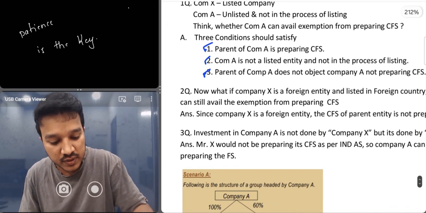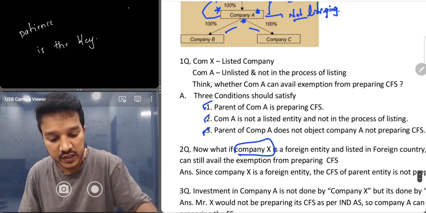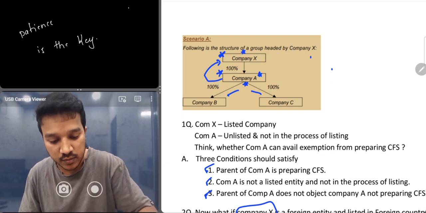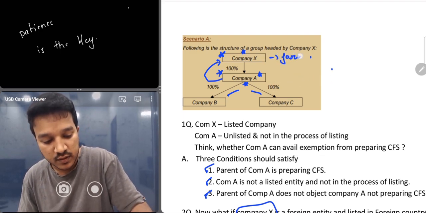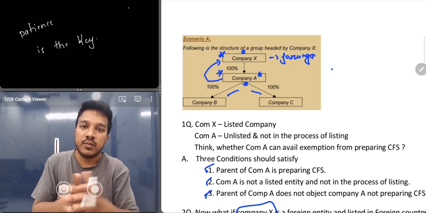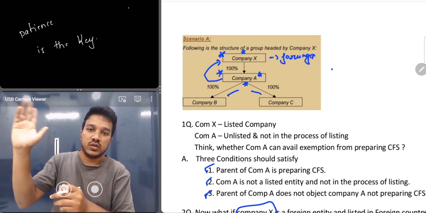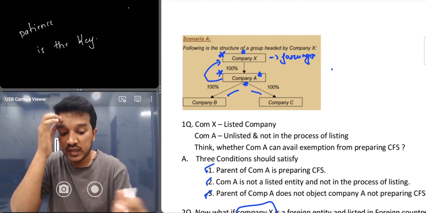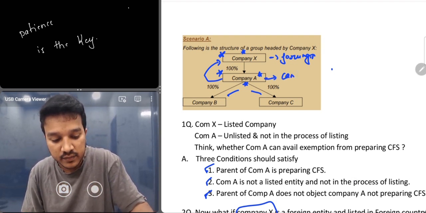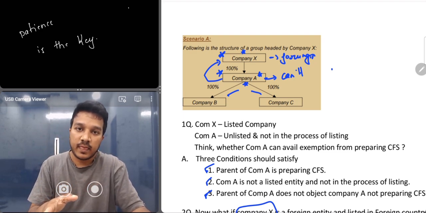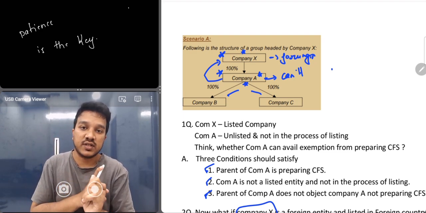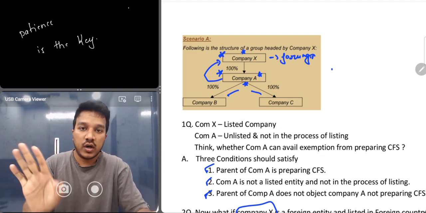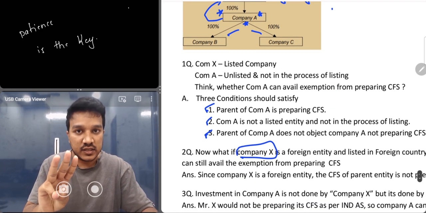Now see, what if company X is a foreign entity? What is this saying? Your parent company is a foreign entity. If it's a foreign entity, it will prepare its CFS as per the laws applicable in that country. So it will not prepare its CFS as per India's. So in that case, company A cannot avail exemption. Its parent has to prepare CFS. That's the first condition. Here our parent is preparing CFS as per some other law, not India's. So all the three conditions must be satisfied.